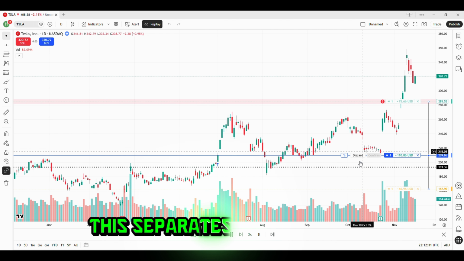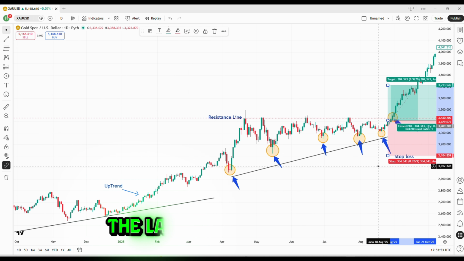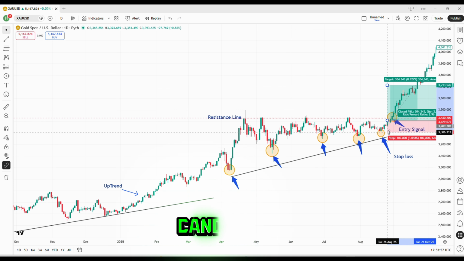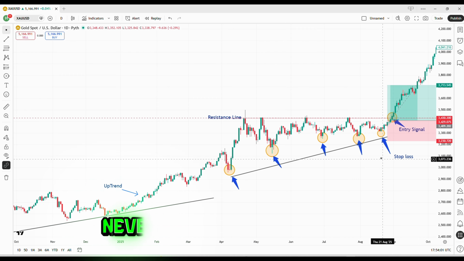Now let's define risk. This separates professionals from gamblers. Your stop loss goes below the last higher low inside the contraction, or slightly below the breakout candle low for tighter control. It must be structural, never random.